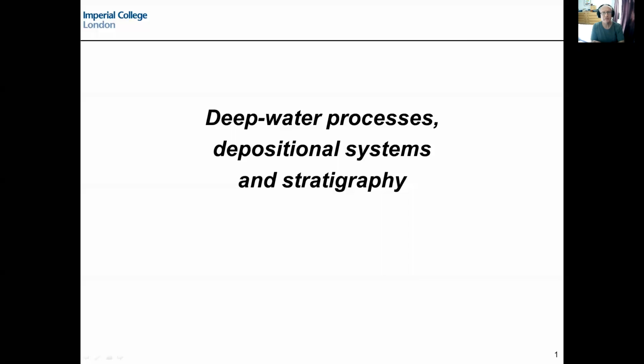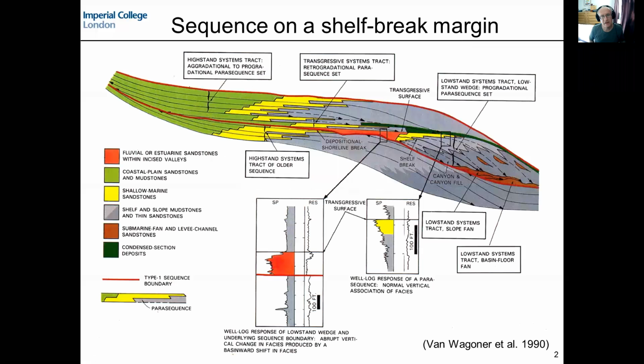Okay, welcome back everybody. Today we're going to be talking about deep water systems, and we'll start off with a review of deep water processes and how they're arranged within typical facies models. So again, we're going to refer back to these standard sequence stratigraphic models that we introduced on the first day of the course.